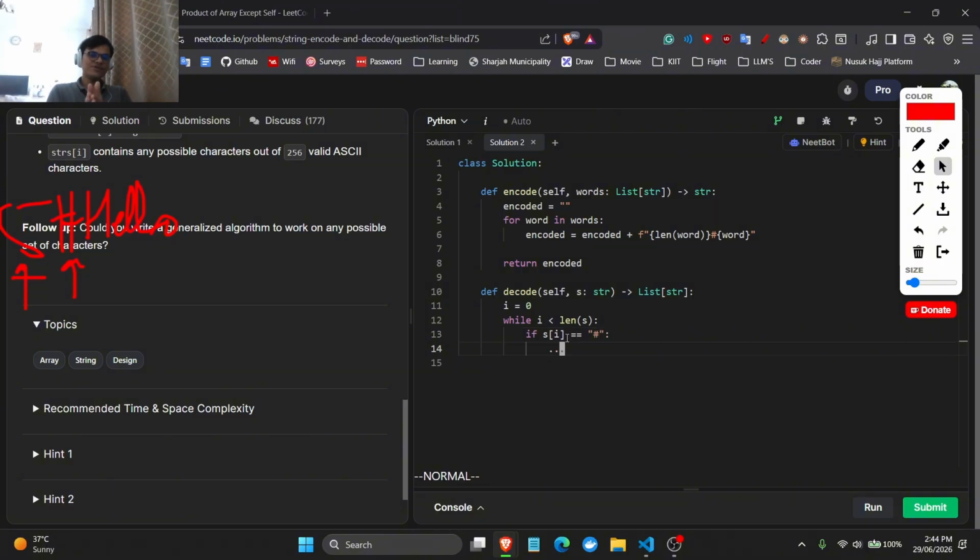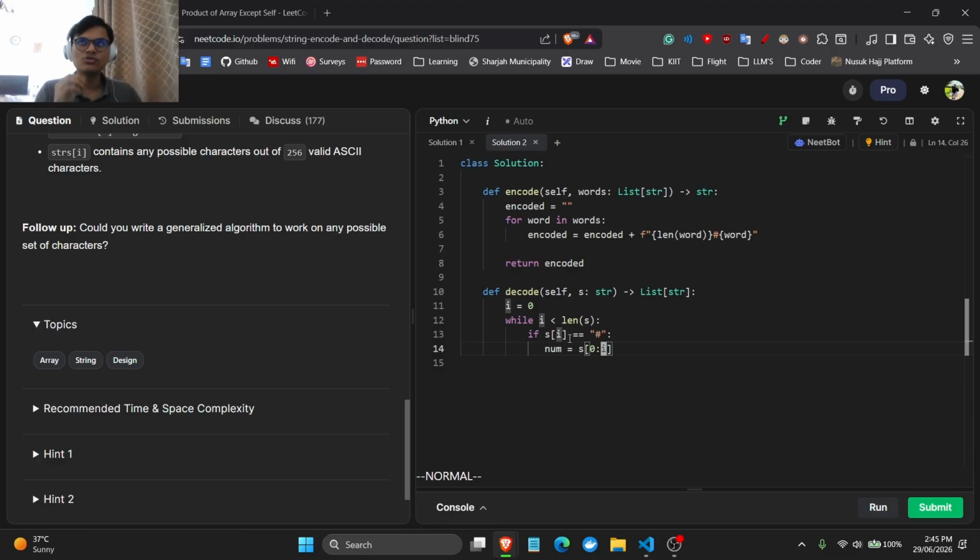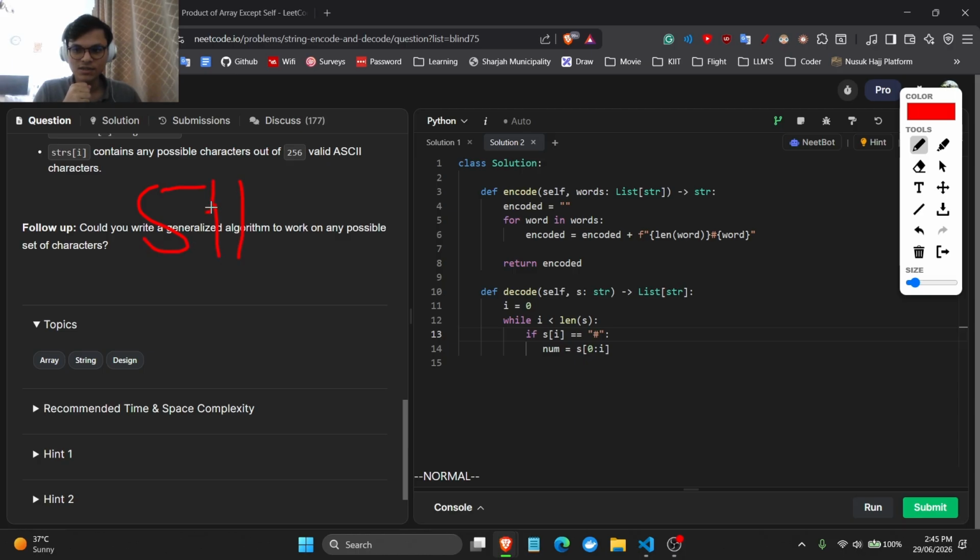This means once we first encounter our first pound, we will know the actual number that was there. We'll say the actual num was from 0 to I. 0 to I, it will actually include 0. We'll do 0 to I minus 1. Oh, it does not include that, my bad. Yeah, does not include that. This will be our num, right? So 5 star hello, right? This will be our number.